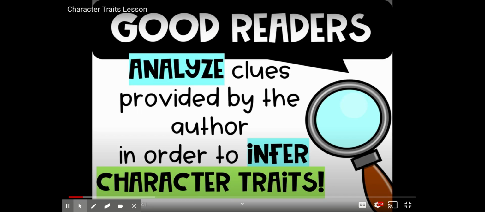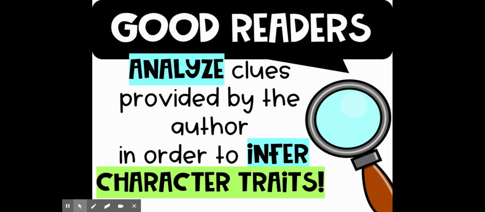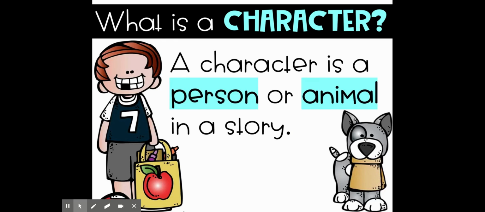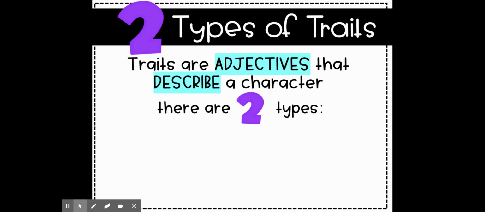Good readers analyze clues provided by the author in order to infer character traits. Infer means to use background knowledge, things that you already know, plus clues provided by the author to make a good guess about a character. So, what is a character? A character is a person or an animal in a story. And traits are adjectives that describe a character.